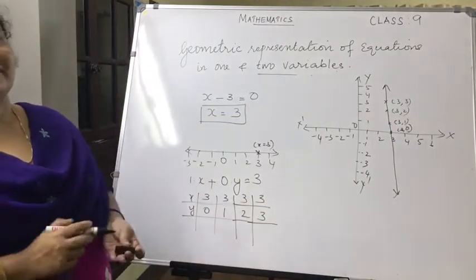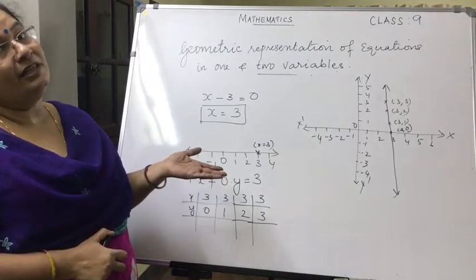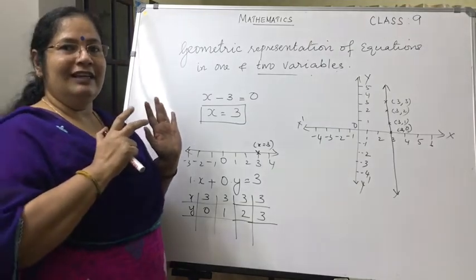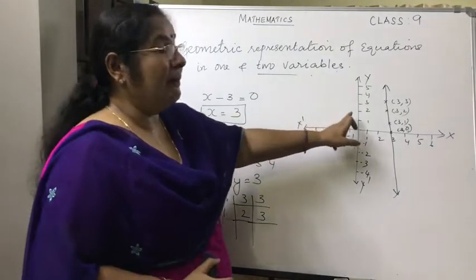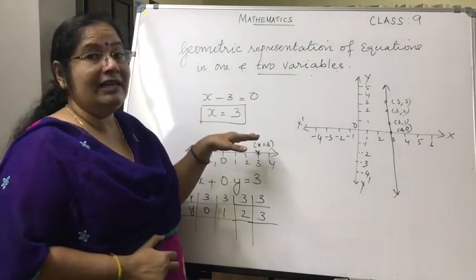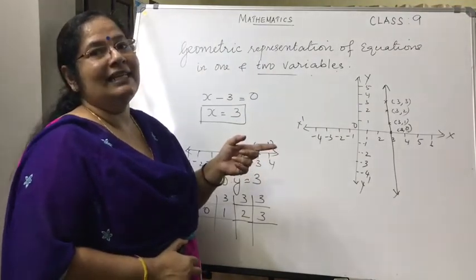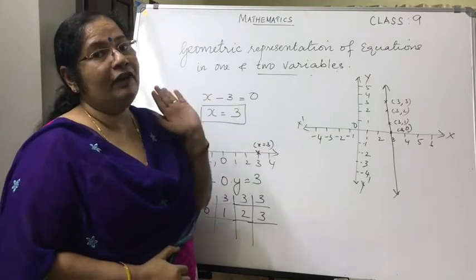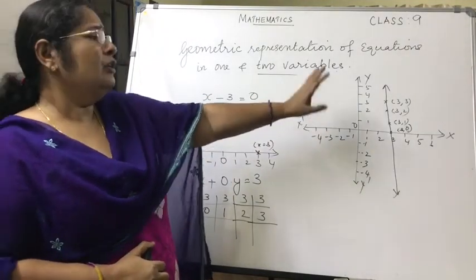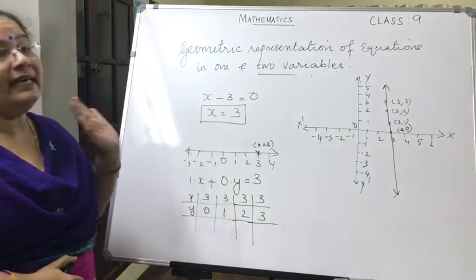What do you see? The graph is a straight line. Of course, because it is a linear equation, it is a straight line. How is the positioning of the graph? It is parallel to the y-axis. So x equals 3 is a line parallel to the y-axis, 3 units away from it. Now you give any value for y, you will get x as 3.